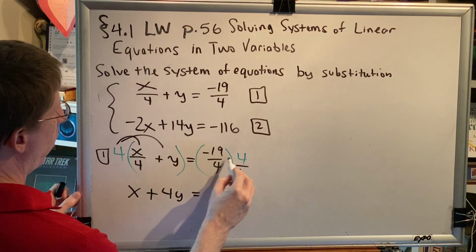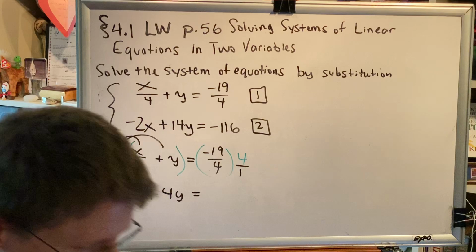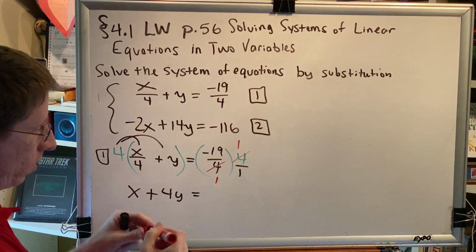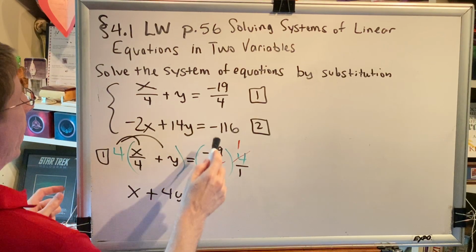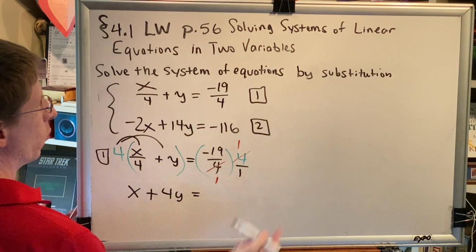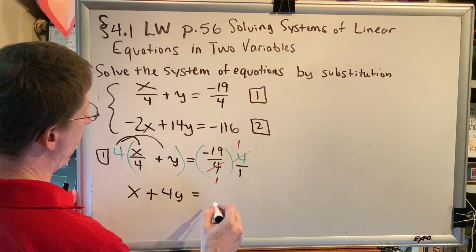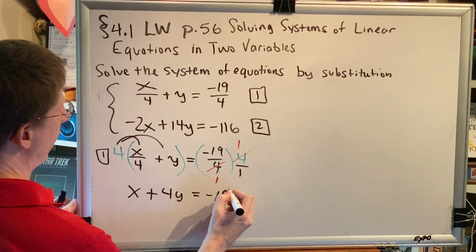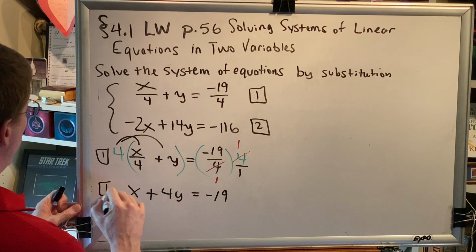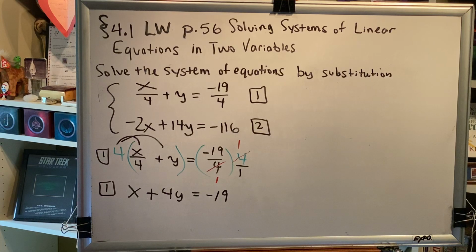Over here, this 4 and this 4 cancel to 1. And what I'm left with is negative 19 times 1 and then divided by 1. Well, anything times 1 is itself, anything divided by 1 is itself, so this is just negative 19. So we get x + 4y = -19. Now this is still equation 1. We haven't changed equations, we've just changed the look of the equation.